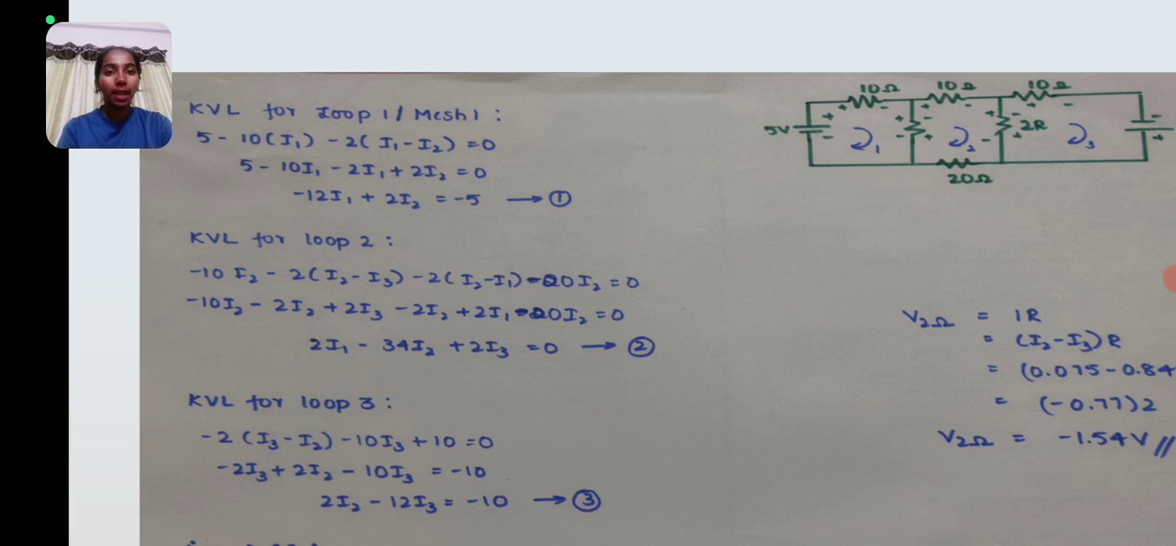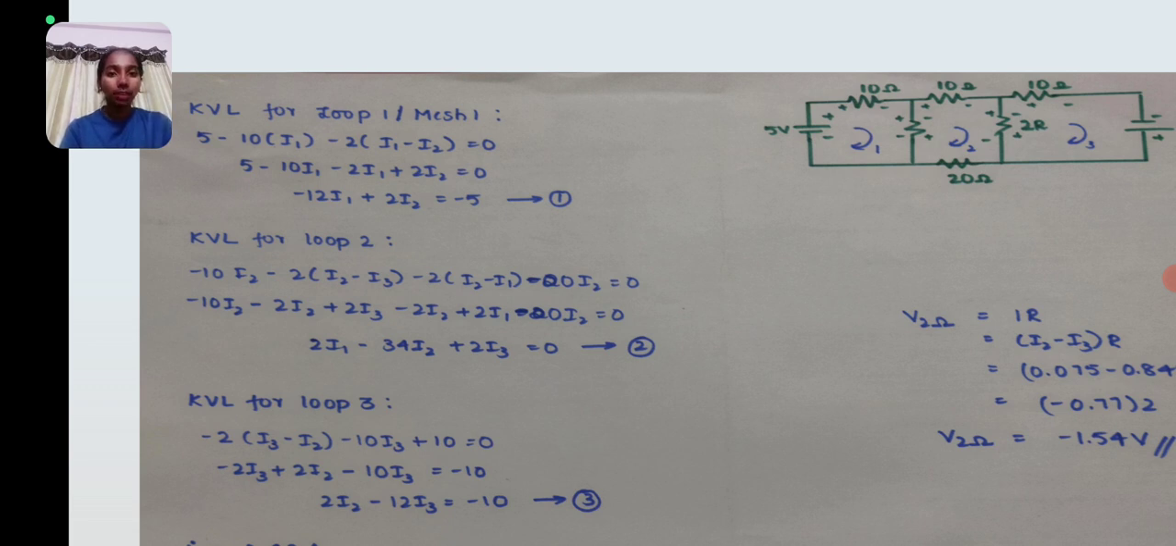Now let's apply KVL for loop 1. It becomes 5 minus 10 I1 minus 2 into (I1 minus I2) is equal to 0. Here we have used I1 minus I2 because the resistor is shared between both loop 1 and 2. On solving this equation, we'll get minus 12 I1 plus 2 I2 is equal to minus 5. Consider this as equation 1.